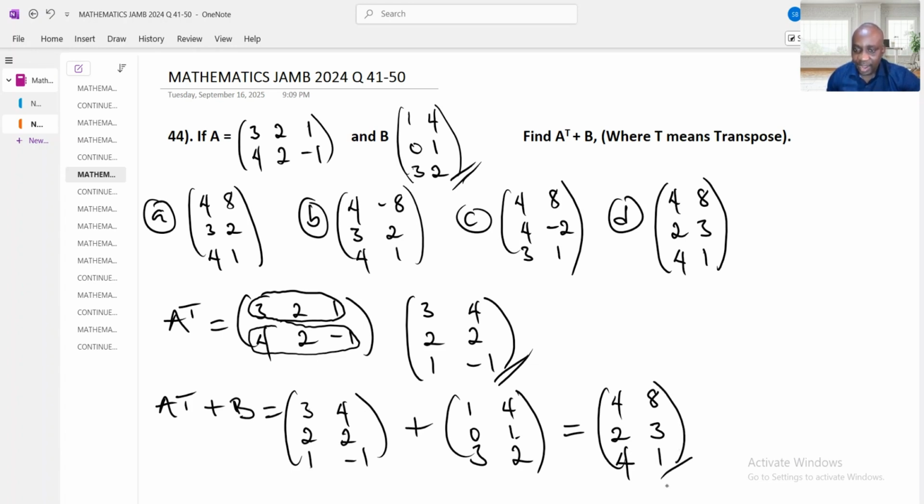Therefore, our final answer is 424831. Do you have that? 424831. Our answer is option D. The correct answer is D. Let's move to the next question.